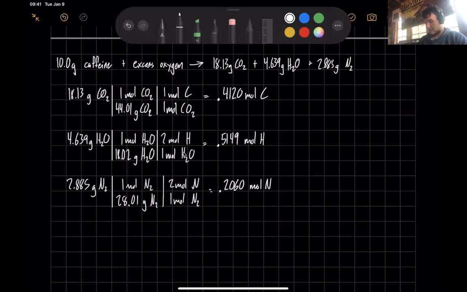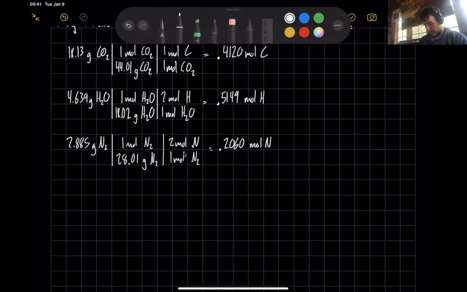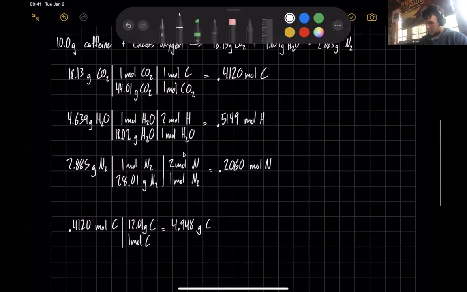And so I'm going to take the carbon and convert that to grams down here, times 12.01. That gives us about 4.948 grams of carbon. And we'll repeat that with hydrogen.